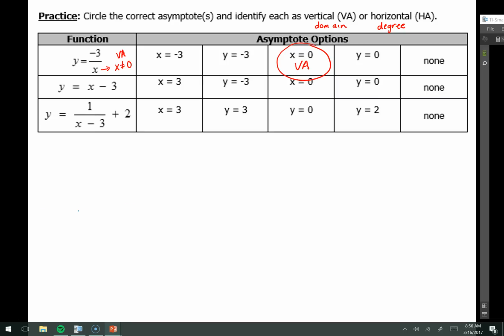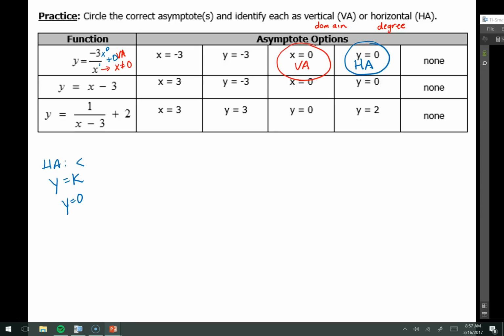Remember, we're looking at the degree. The degree of the denominator is 1 and the degree of the numerator is 0. So that means we're looking at a less than situation. And the less than rule that we just talked about is that we are going to use whatever k is. And k in this one, the number out here, is 0, so that means y equals 0 will be our horizontal asymptote, which is this one. I'm going to identify it and write HA underneath.